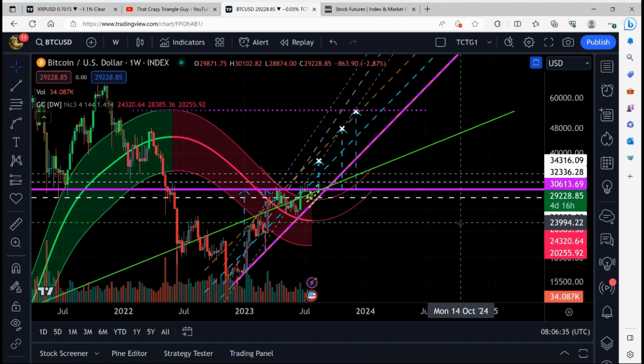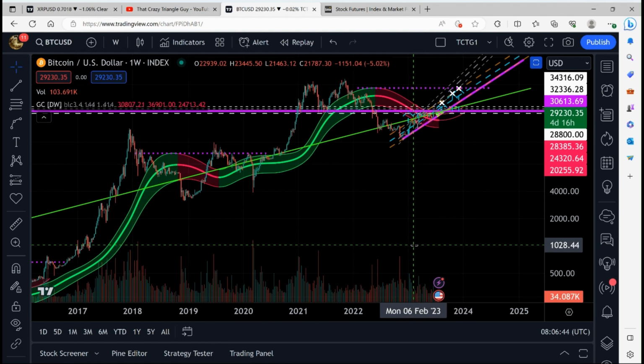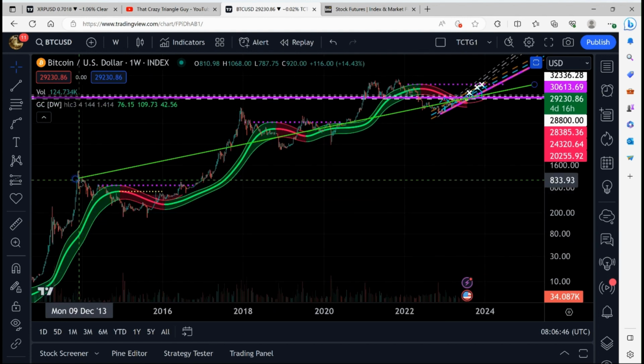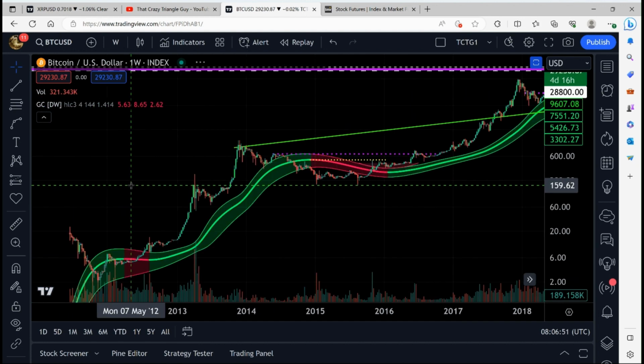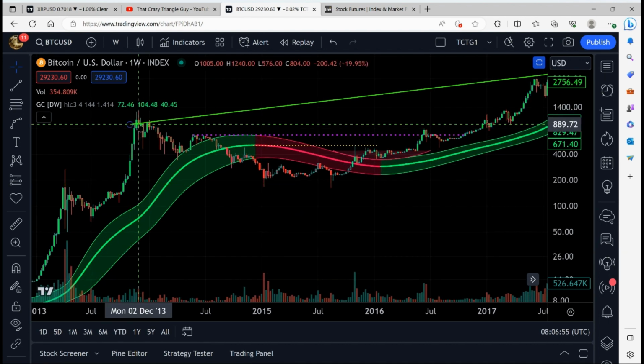So that's what I'm looking at here. I'm not going to go on and on about it. What else is? Oh, this green line is our 10-year trend line. Goes all the way back to 2013, and this is on a weekly time frame. Keep in mind.